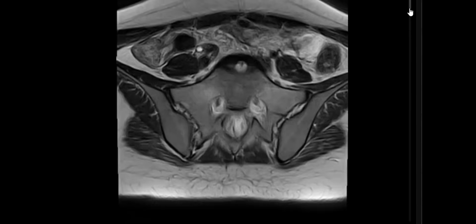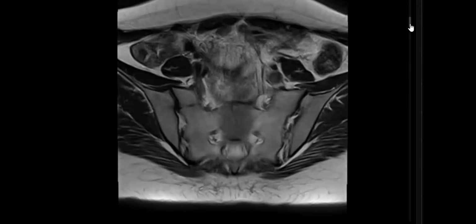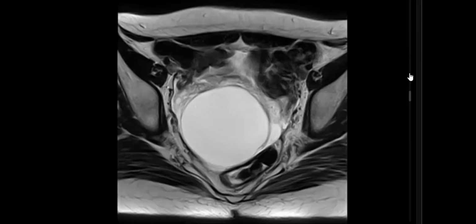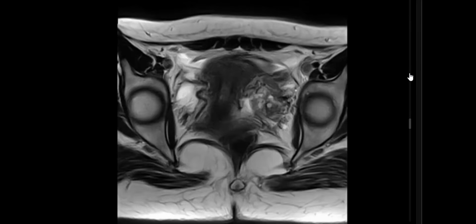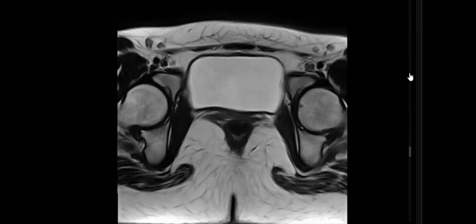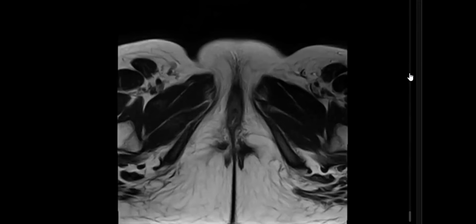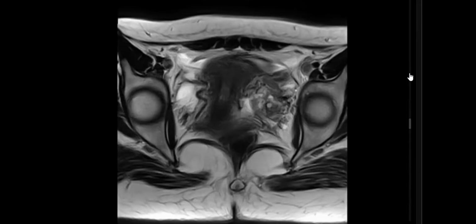Acute pain. So I'm presented with the axial MRI T2 weighted of the pelvis of a patient who is presented with pain, a middle-aged female. I will just scroll down the images to get an idea, and then I will scroll back.